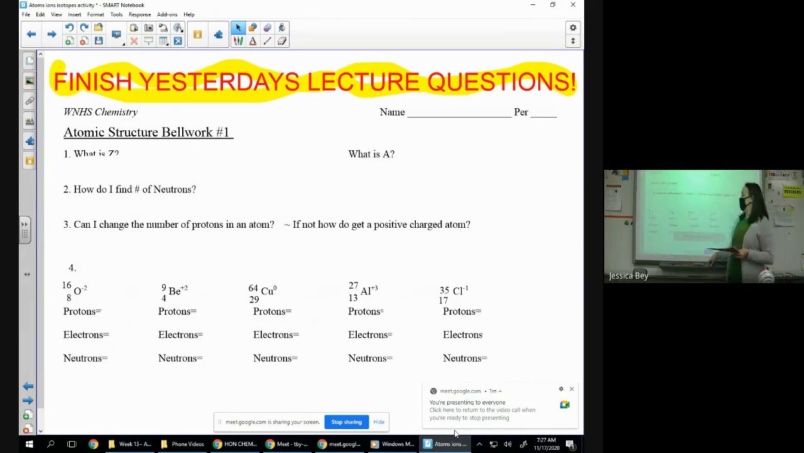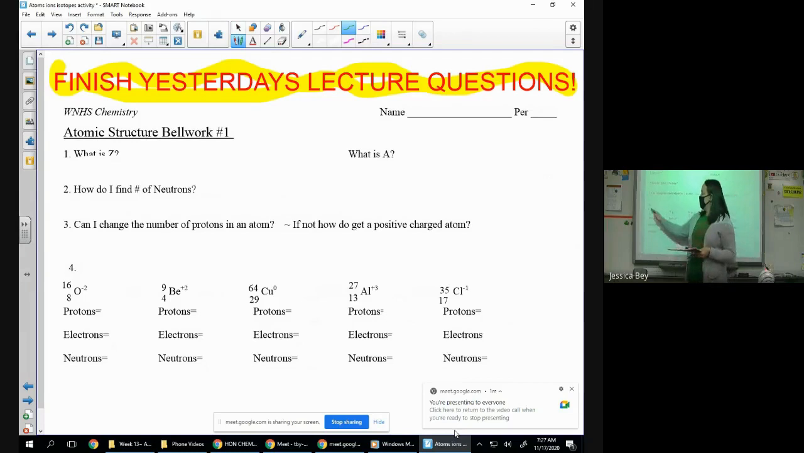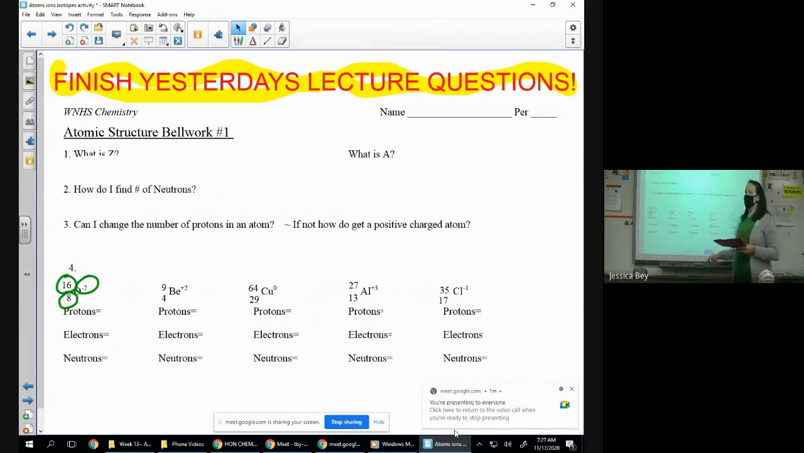Then I would like for you to fill out the bottom here. Remember, the top 16 is the mass. 8 is the atomic number. And the number up in the back is the charge. So I'm going to see if we can give you a few moments here.